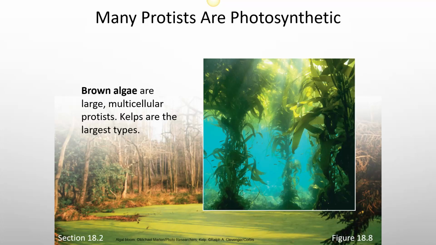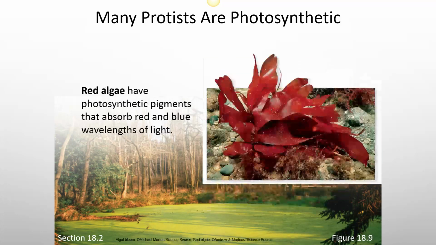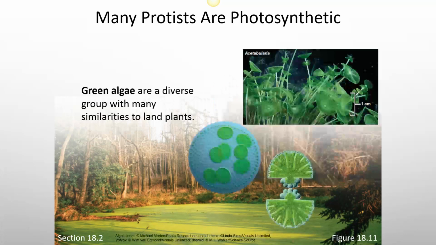Brown algae are large multicellular protists. Kelps are the largest types, so these are multicellular, they look like plants, and they grow in natural bodies of water. Red algae have photosynthetic pigments that absorb red and blue wavelengths of light. Green algae are diverse, and they have many similarities to land plants. Here you can see Volvox and all of these internal organisms that they believe is kind of one of those stepping stones to multicellularity.